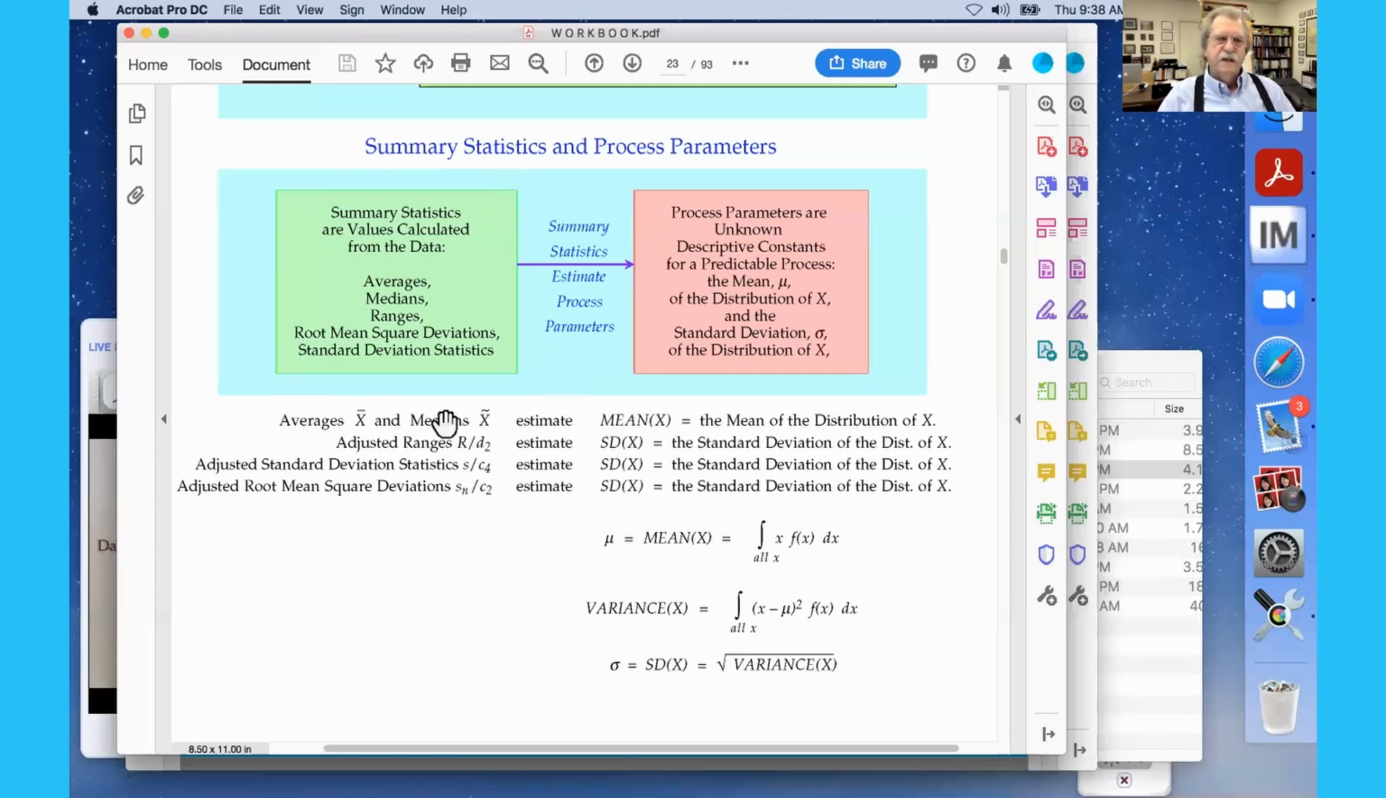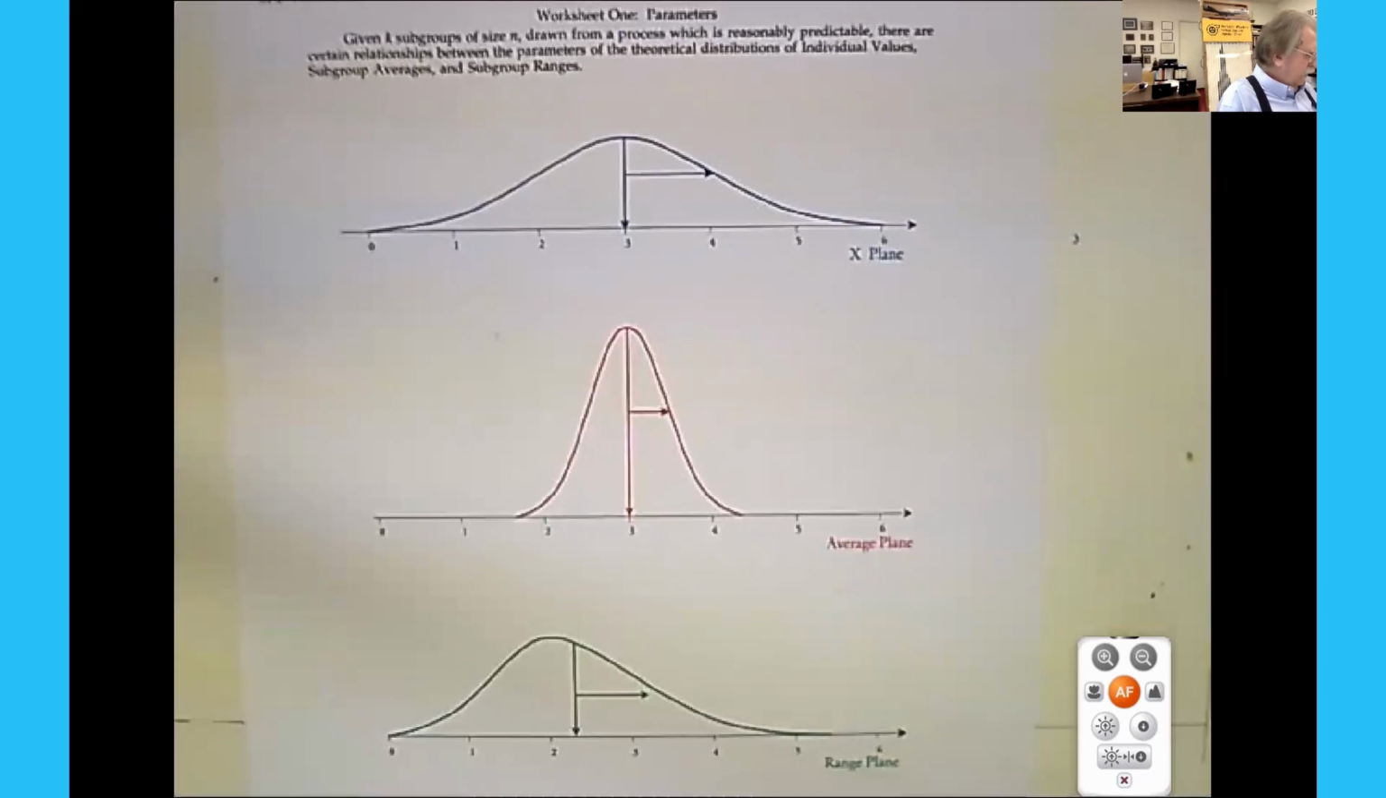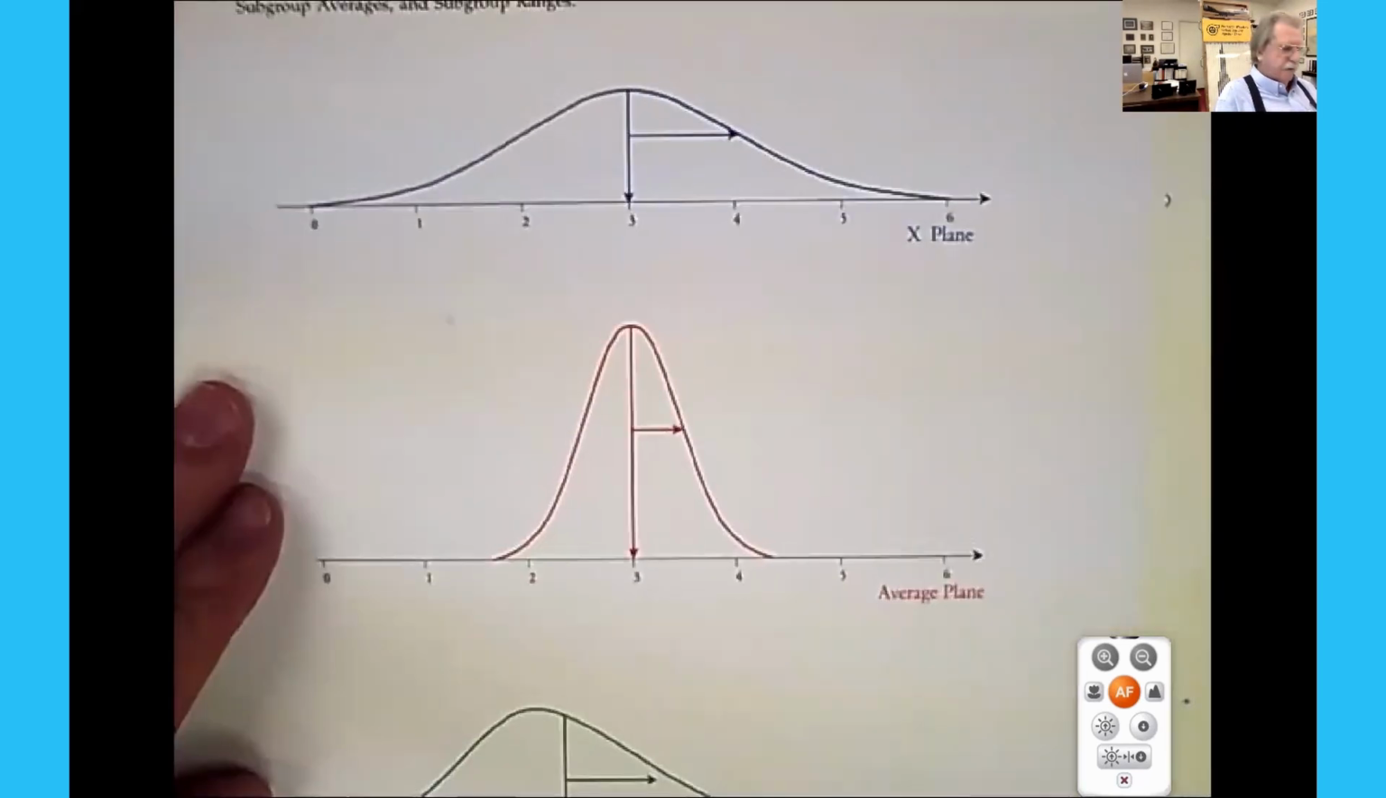So the first distinction you need to make is between the statistics, the numbers we can get our hands on, and the parameters, the concepts, the values we're trying to estimate. But it's a little more complex than this. So you're going to need to turn to page 24. We'll need to fill in the blanks.